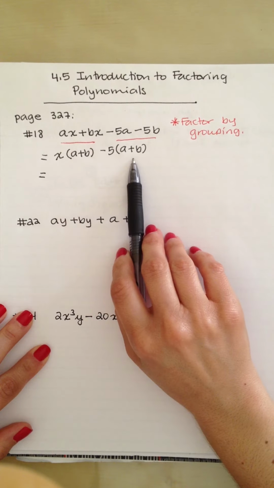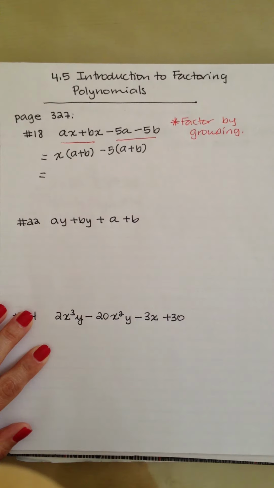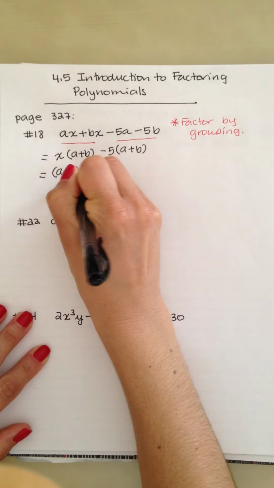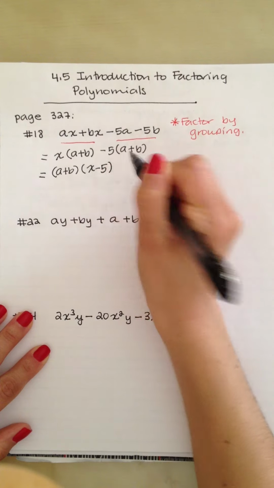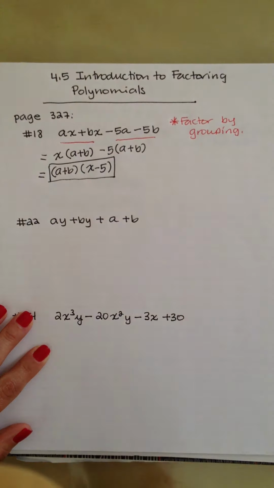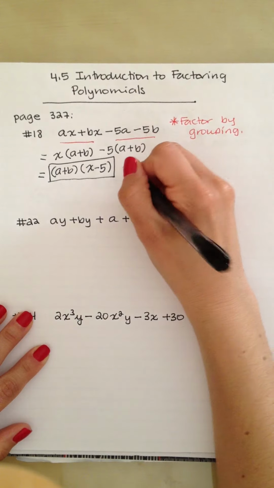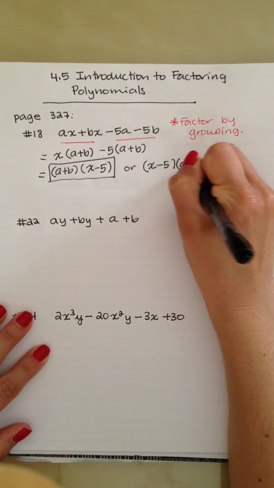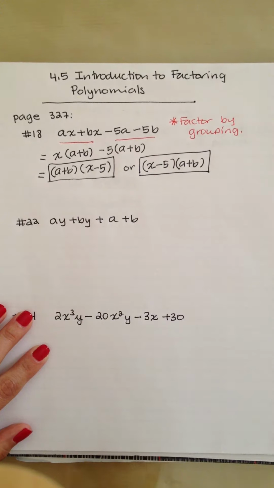Since we have a plus b in both of these parts, a plus b is now your greatest common factor. We factor that out, and what you're left with is just x minus 5. And that will be our final answer. And also notice that since we are multiplying here, you can also write your answer as x minus 5 times a plus b. So these two are equivalent. You just need one of them as your answer.